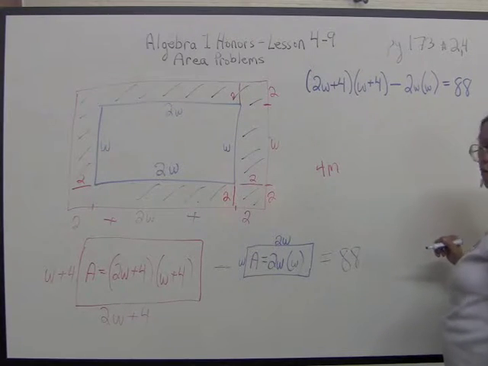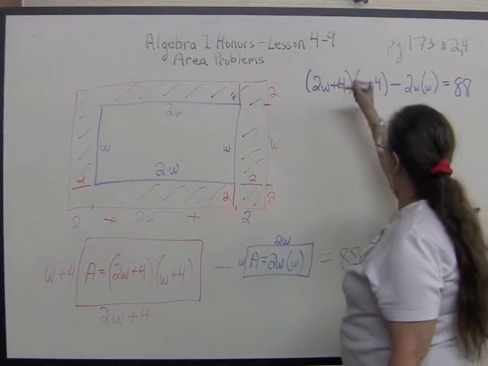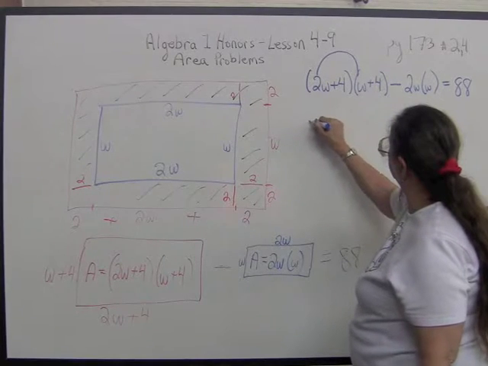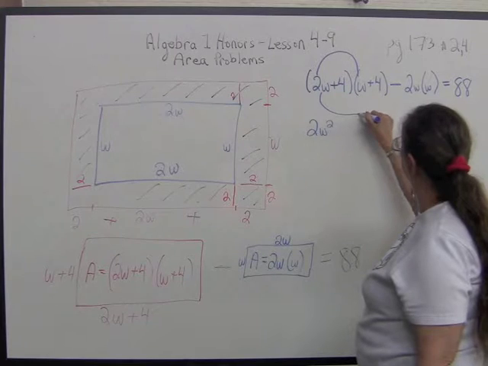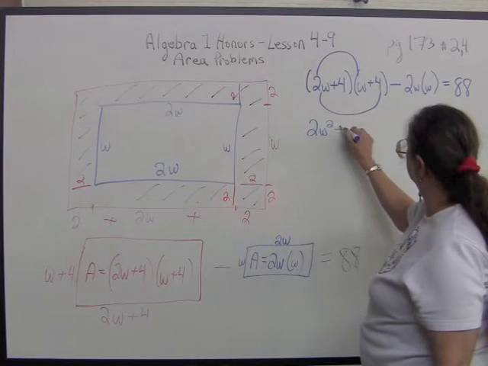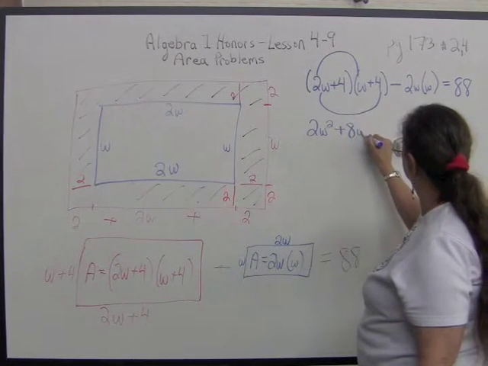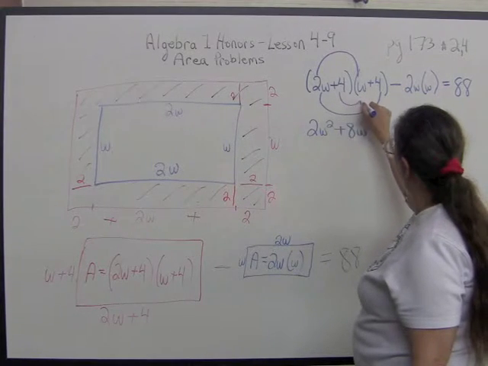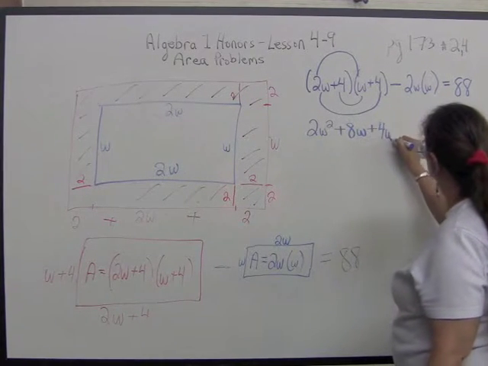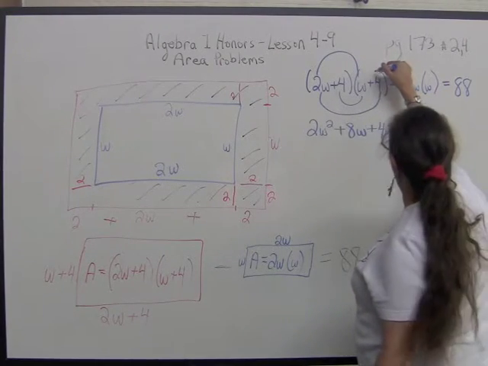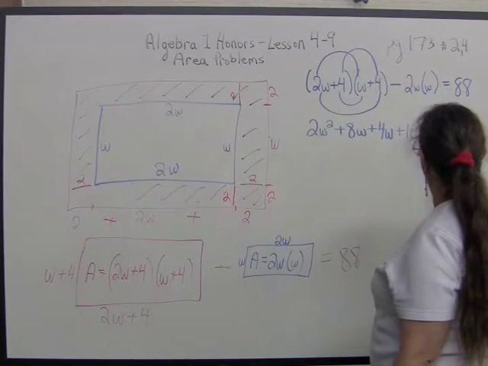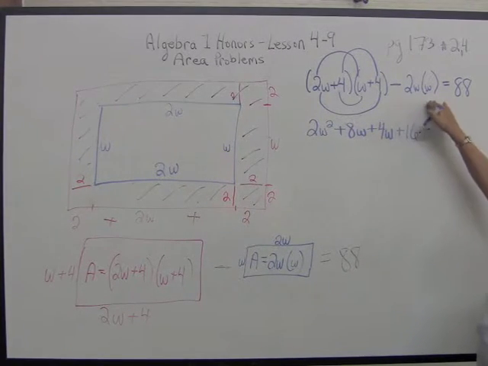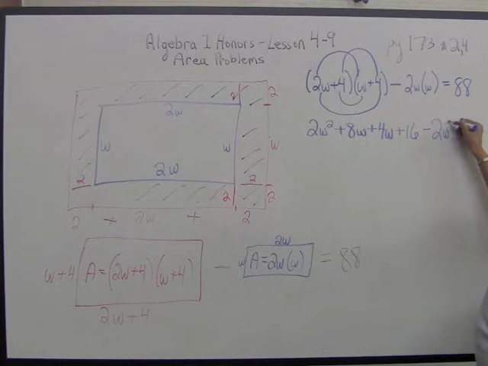Okay, now we have to FOIL. So first we get 2w squared. Outer, I'm drawing a face. There's the guy's chin. 8w, because it's a plus here. Plus, here's the guy's mouth, 4w. Then we got to close up his head so he doesn't bleed to death there. There's the last terms. Plus 16. Minus 2w times w, 2w squared equals 88.